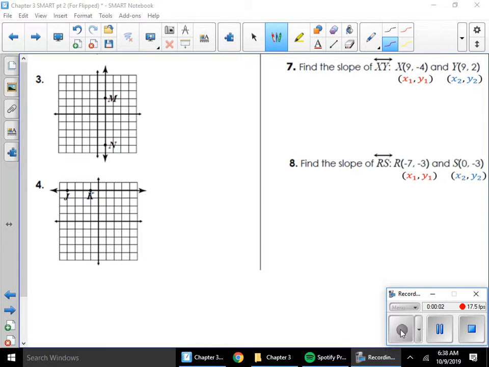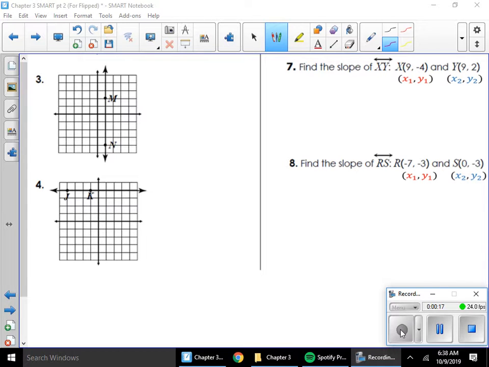All right, zero and undefined slopes sometimes get students confused. They flip-flop which is which. But I want to show you that both on the coordinate plane and with the formula, you can see why we get zero and undefined slopes mathematically.